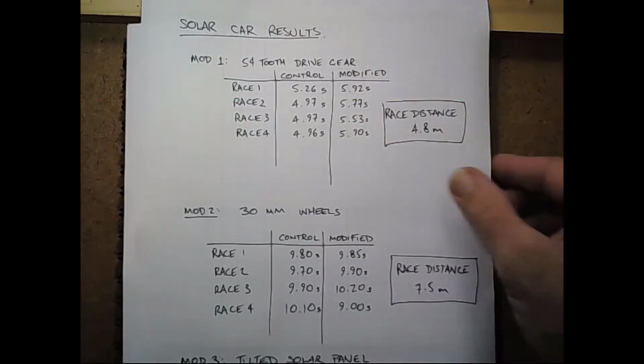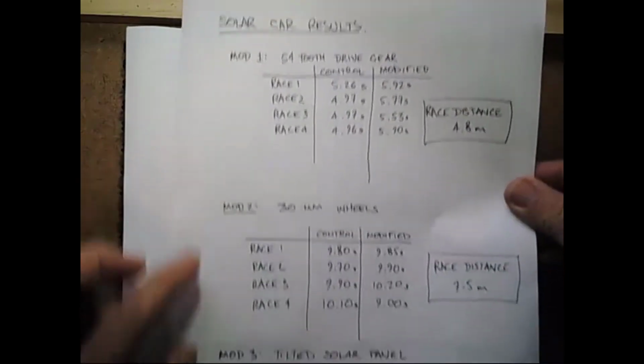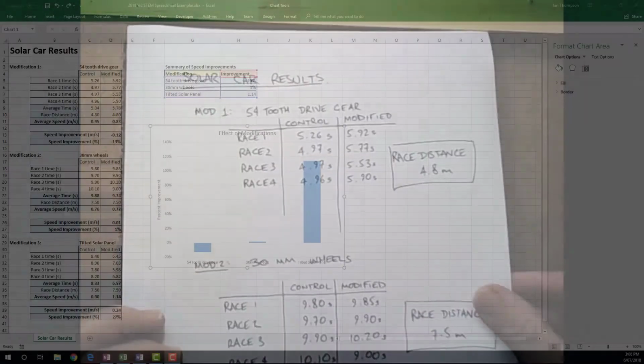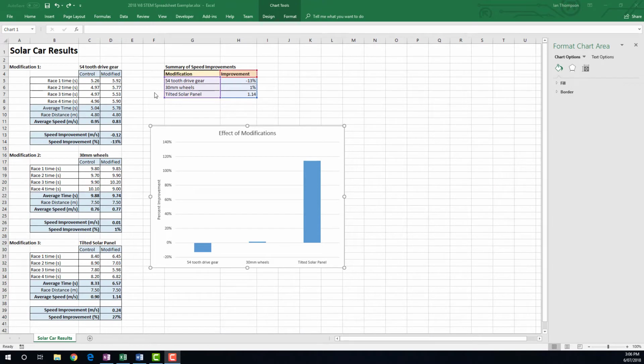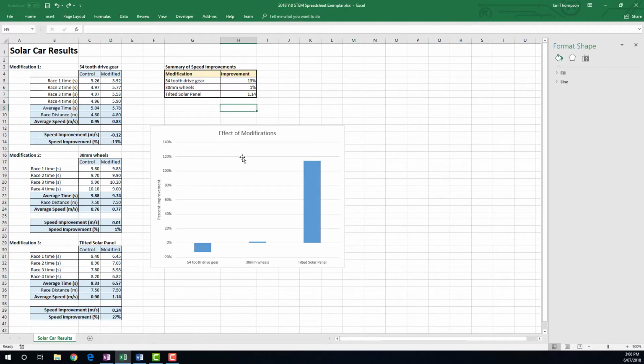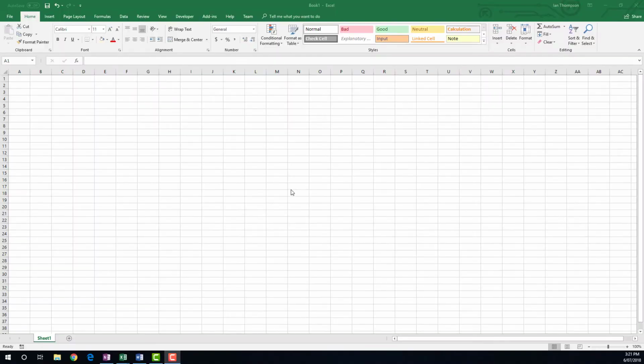I'm going to show you how to turn your solar car results, like these ones here that I've got, into a spreadsheet that looks like this. So you can see when I've got all my results into a spreadsheet, I can calculate average speed, I can work out whether my modifications made the car improve or made it worse, and I can put all that information into a summary table up here. It's a summary table, and I can graph that summary table here. So very quickly I can see how much faster here or how much slower here particular modifications made my car. All right, let's get started.